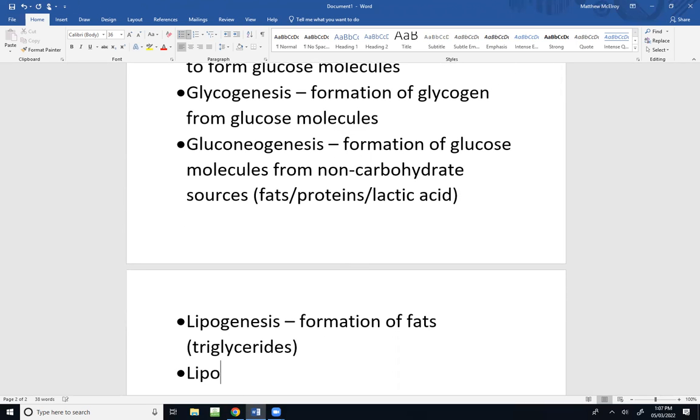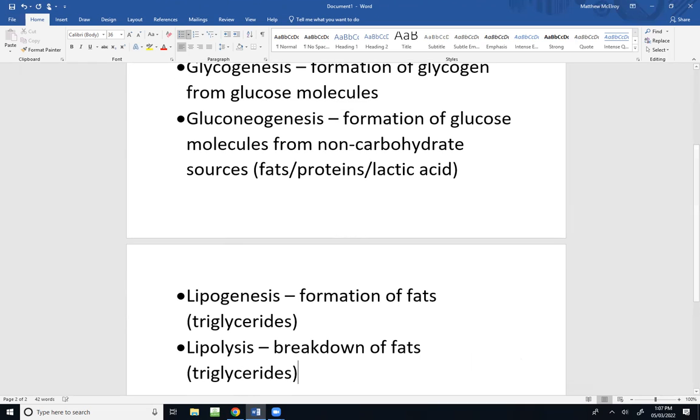And then lipolysis, I tried to combine a couple words there, is the breakdown of fats or triglycerides, which can be done just like with glycolysis to form ATP. And we'll get into talking a little bit more about those here in just a second.